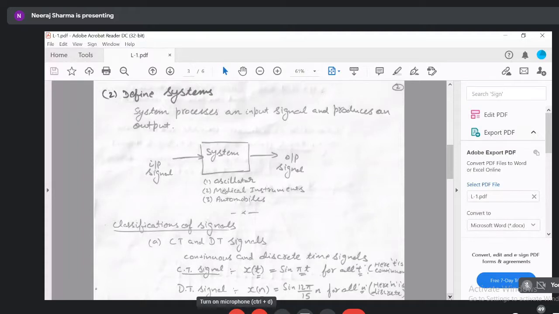So a system can be defined as a combination of different components. These components can be electrical components, mechanical components, or biological components. According to that, you can classify the system in the category of electrical systems, mechanical systems, biological systems, right? So the system is generally characterized with the help of its constituent elements.